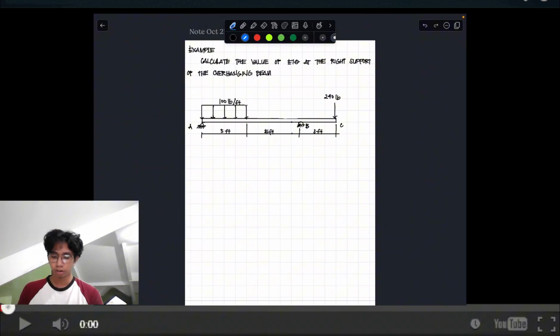So our example, we should calculate the value of EI theta at the right support of the overhanging beam. So first, dito natin makikita ang ating point of moment sa kalahati nito. Ayan. Pero, ang condition, kapag meron tayong distributed load na hindi pasok sa point of moment, need natin to i-extend. So ang mangyayari dito niyan, ang ating distributed load ay may extend.